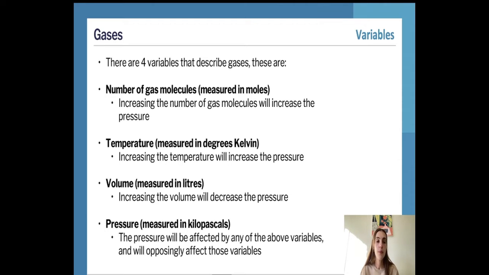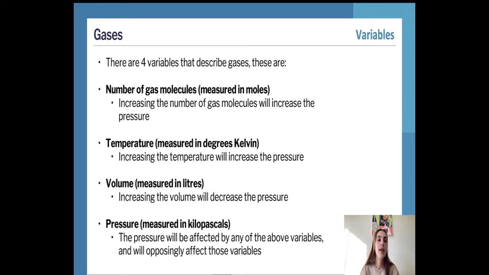The volume, which is measured in liters. So that's also really important to remember with calculations, that it's liters, not milliliters, because many questions will give volumes in milliliters. So you want to make sure that it's in liters. And pressure. So that's going to be measured in kilopascals.